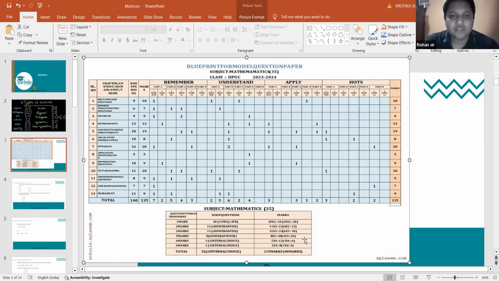So this time a change has been made. Earlier it was for 100 marks. Okay, the paper was for 100 marks earlier. From this year they are planning to make it for 80 marks.